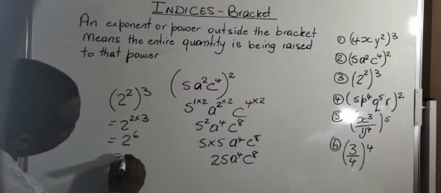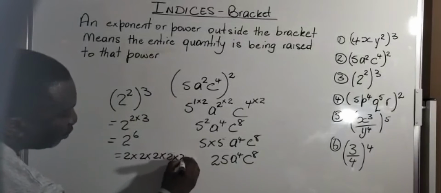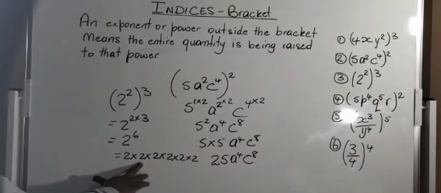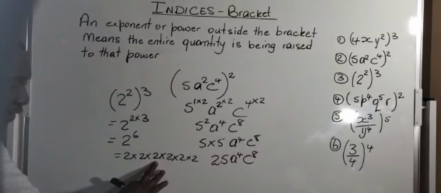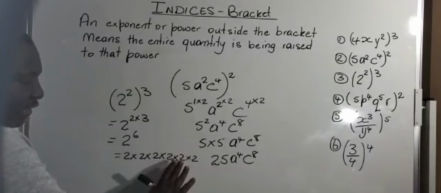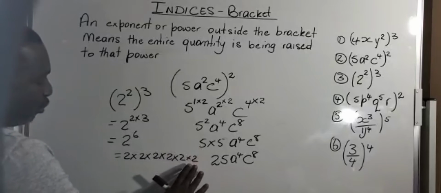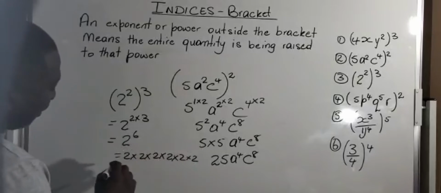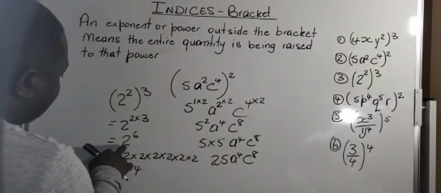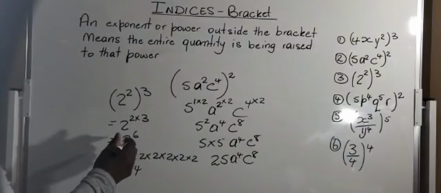If we want to go further with the problem, 2 times 2 times 2 times 2 times 2 times 2. 2 2s will be 4. 4 times 2 will give us 8. 8 times 2 will result in 16. 16 times 2 will result in 32. 32 times 2 will result in 64. But if we are writing it in index form, it's simply 2 to the power of 6.